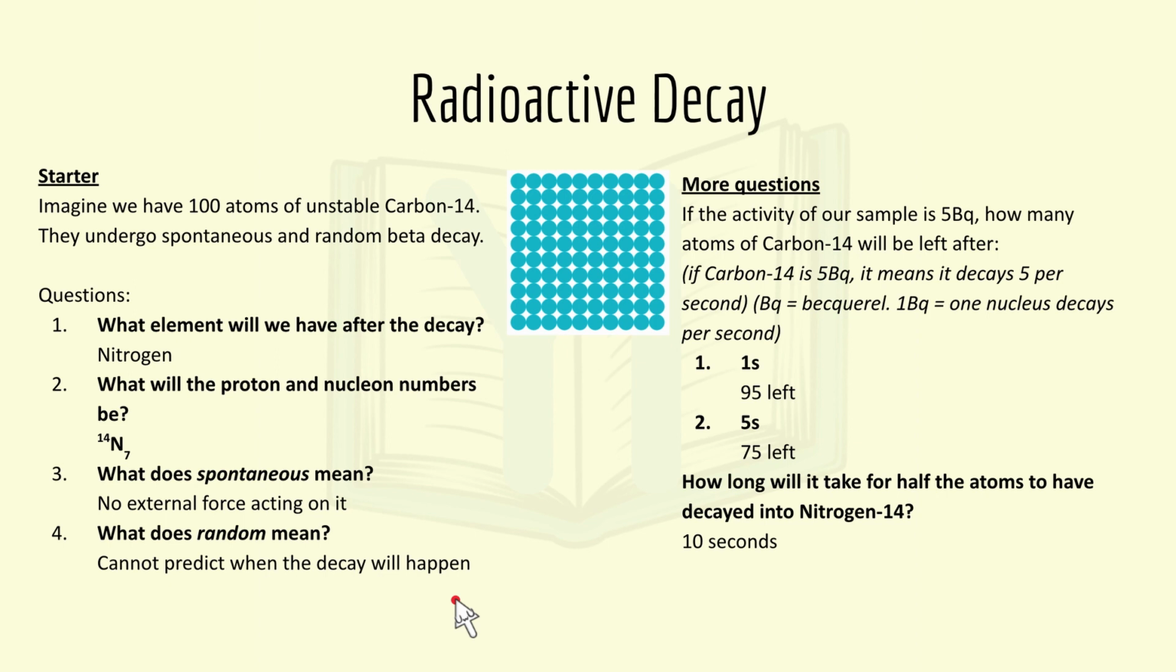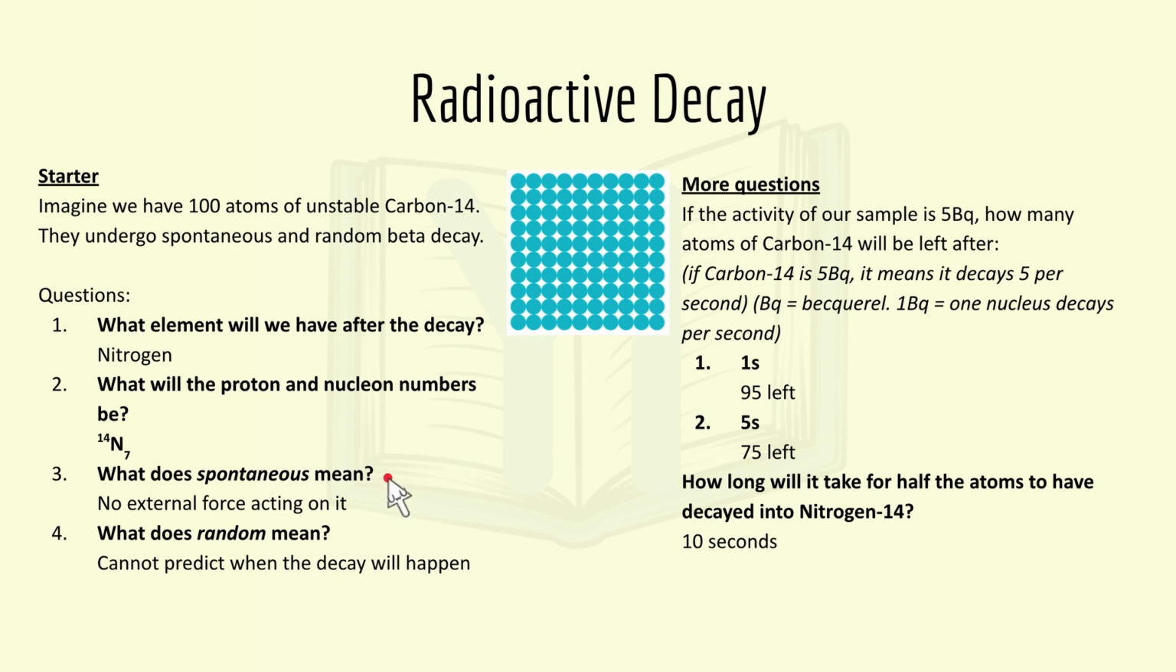We have radioactive decay. So here's one for starters. Imagine we have 100 atoms of unstable carbon-14 and they undergo spontaneous and random beta decay. Here are some questions. What element will we have after the decay? We know it's beta decay, so it will become nitrogen. And what will the proton and nucleon numbers be? We have 14 and 7.